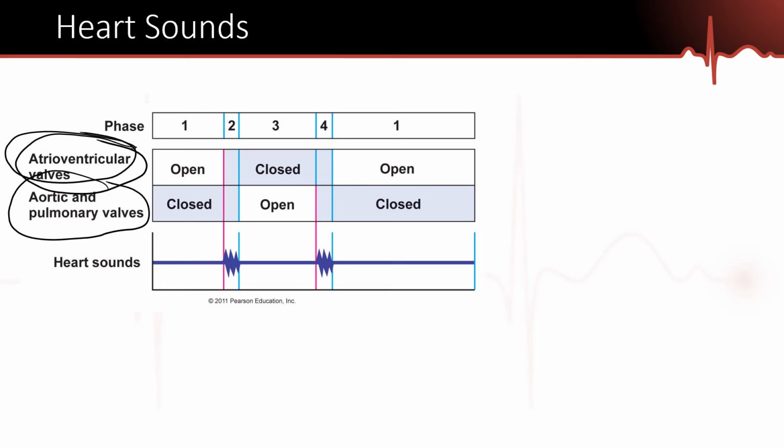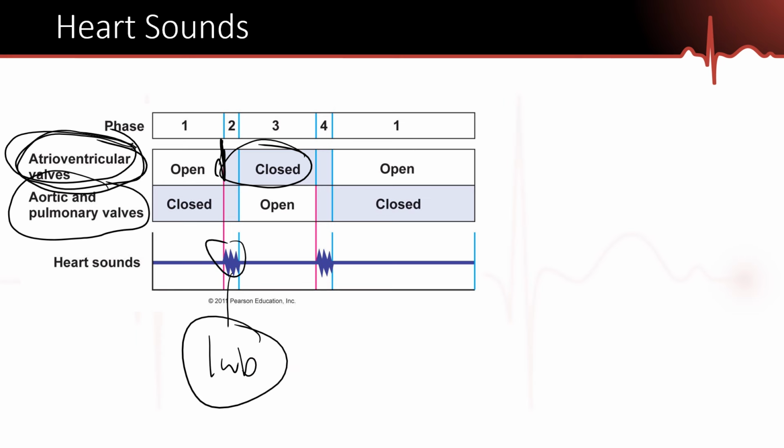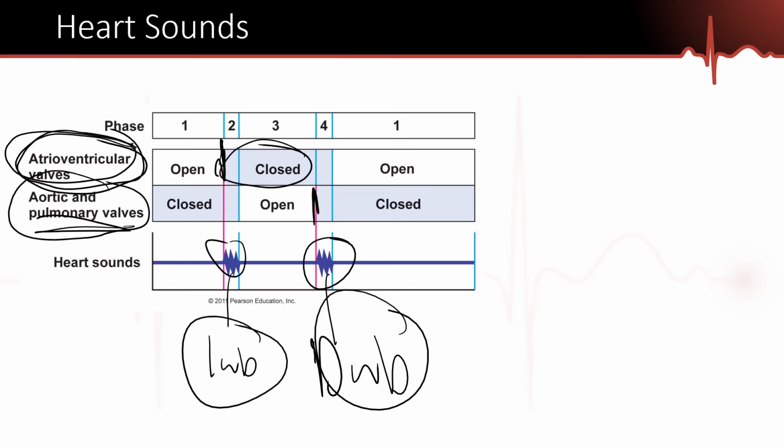Okay? When the tricuspid and bicuspid valves close, right? We can also call those the atrioventricular valves. That's when you hear the first heart sound, which is the lub sound. When the aortic and pulmonary semilunar valves close, that is when you hear the second heart sound, the dub sound. Okay, so that's all that this image is showing you.